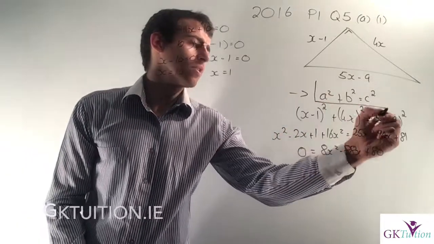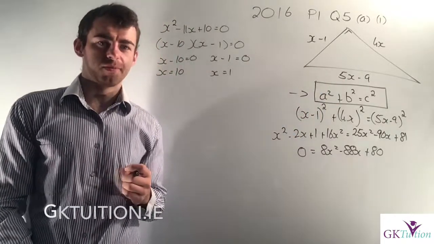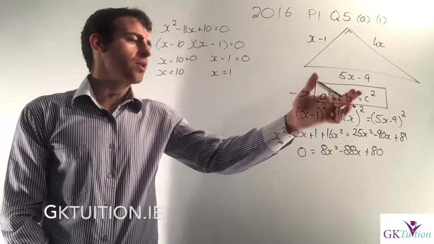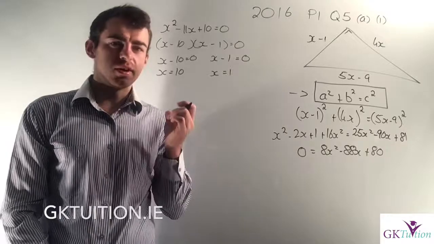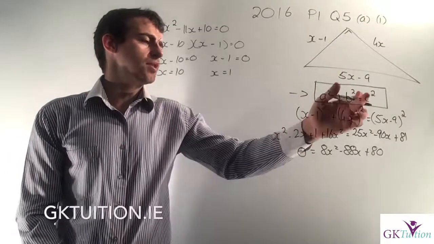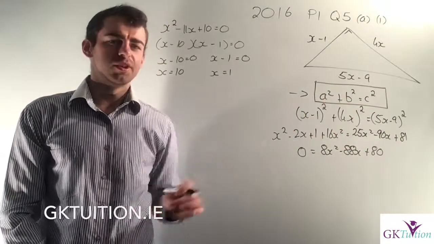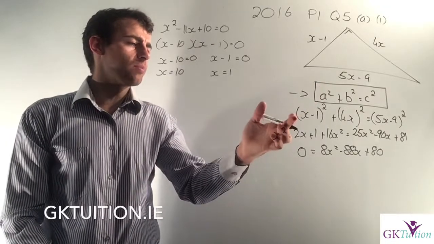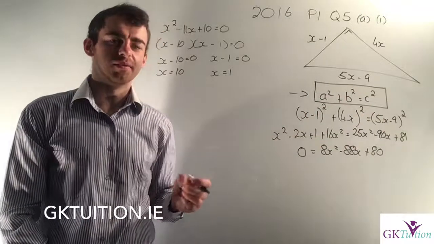So Pythagoras Theorem is in your log tables and it's that a squared plus b squared is equal to c squared. So really just the one thing you have to be careful of here is that you make sure you know that your c has to be your longest side. And the longest side in a right angle triangle is the one that's opposite the right angle. So the c in this case will have to be 5x minus 9. And then it doesn't matter which one is your a and which one is your b. So I've subbed in, instead of a I get x minus 1, instead of b I get 4x, instead of c it's 5x minus 9.